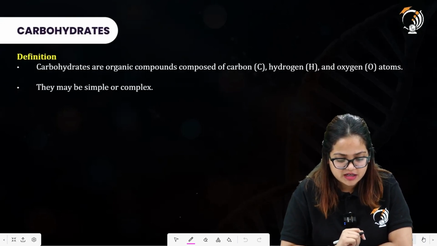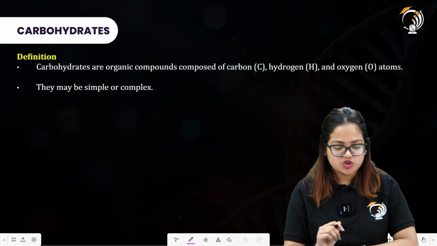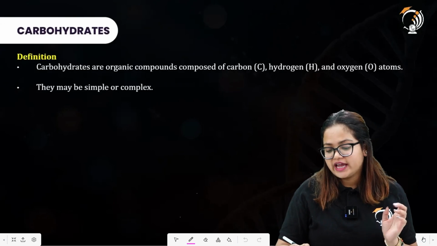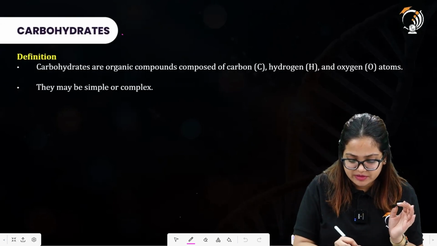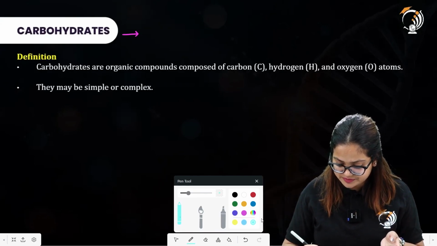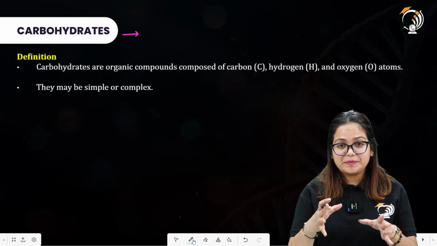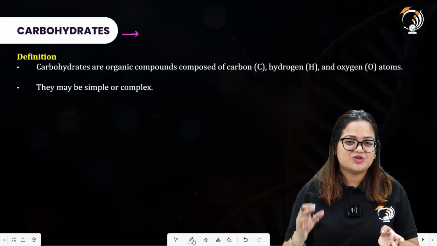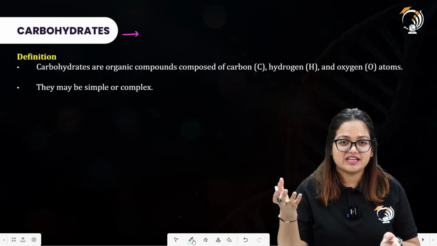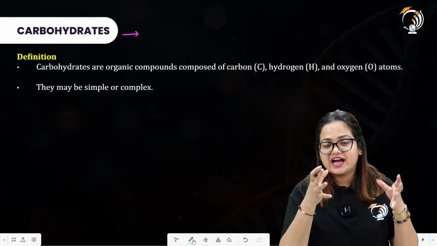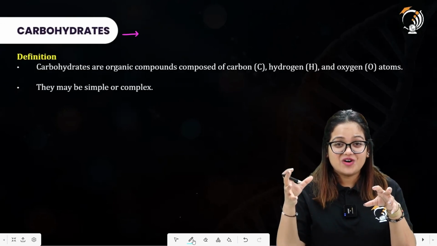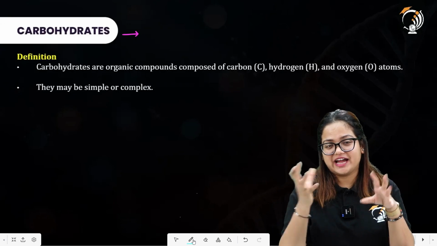So basically you have carbohydrates as another topic. We have the definition: carbohydrates are organic compounds composed of carbon, hydrogen, and oxygen atoms. And before that, let me make you understand this term simply. Carbohydrates are simply hydrates of carbon. So you can suddenly recall what chemical elements are present in carbohydrates. Since it is hydrate of carbon, hydrate includes hydrogen and oxygen, and of carbon.